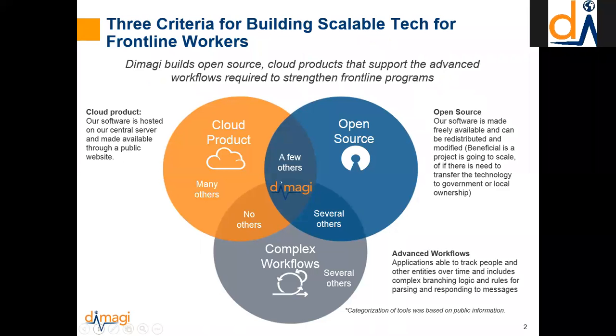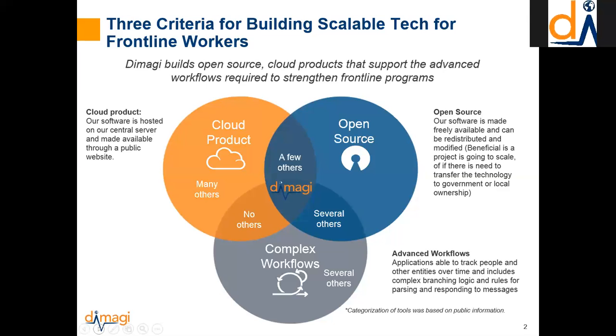So I like to go through just a little bit of who Dimagi is in the beginning, and kind of what we do, and how we view technology and what we think is important. So we have these 3 criteria for building scalable technology for frontline workers, and Dimagi builds open source cloud products that support the advanced workflows required to strengthen frontline programs. So really we develop CommCare as our main product, but we do other things as well.